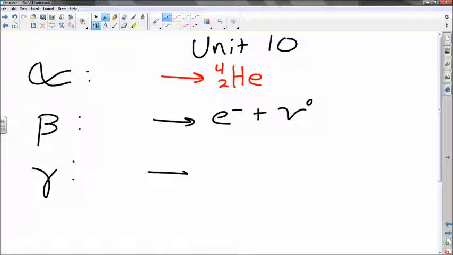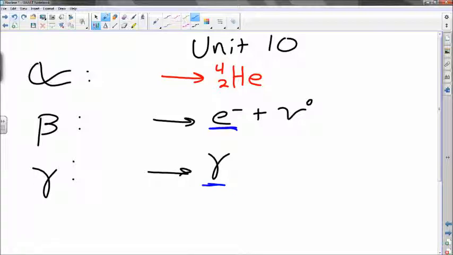What about a gamma decay? All gamma radiation is energy. It's a release of energy. So because it's not a particle, we don't have a particle symbol for it. So to show that gamma wave, we just use the Greek letter gamma. This is electromagnetic radiation. It can knock electrons out of your cells, which is what hurts you.